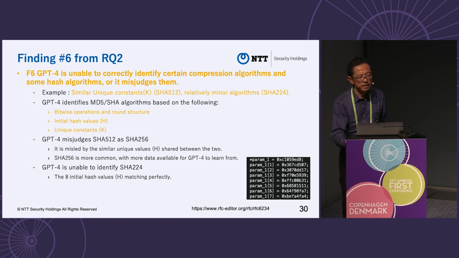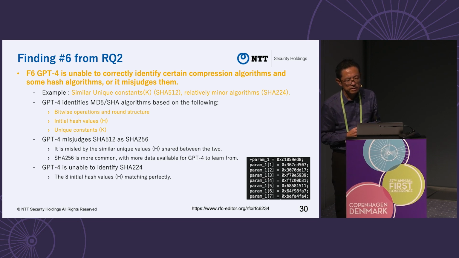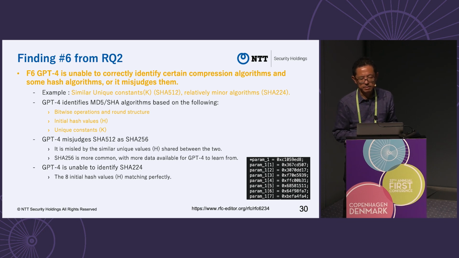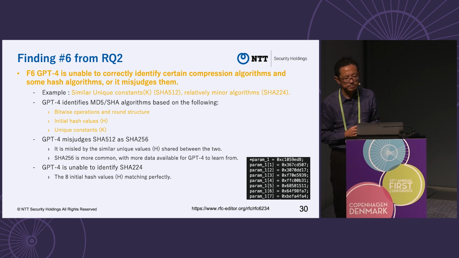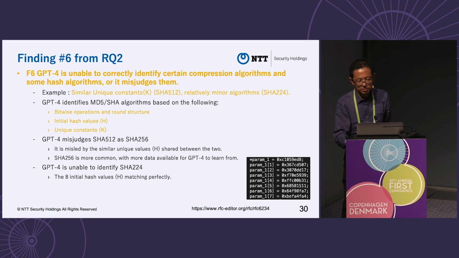GPT-4 is unable to correctly identify certain compression algorithms and some hash algorithms, or it misjudges them. GPT-4 identifies MD5 and SHA algorithms based on bitwise operations and round structure, and also the initial hash value H and unique constant K. GPT-4 misjudges SHA-512 as SHA-256. GPT-4 is unable to identify SHA-224.